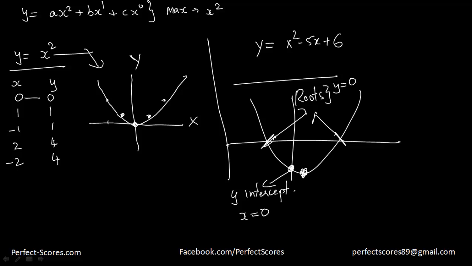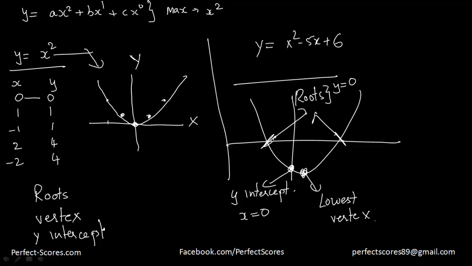And this lowest point is known as the vertex of the function. So there are three things that you have to know: the roots of the function, the vertex of the function, and the y-intercept of the function. What we're going to do is learn different ways of solving for the roots of the function. So let's get started.